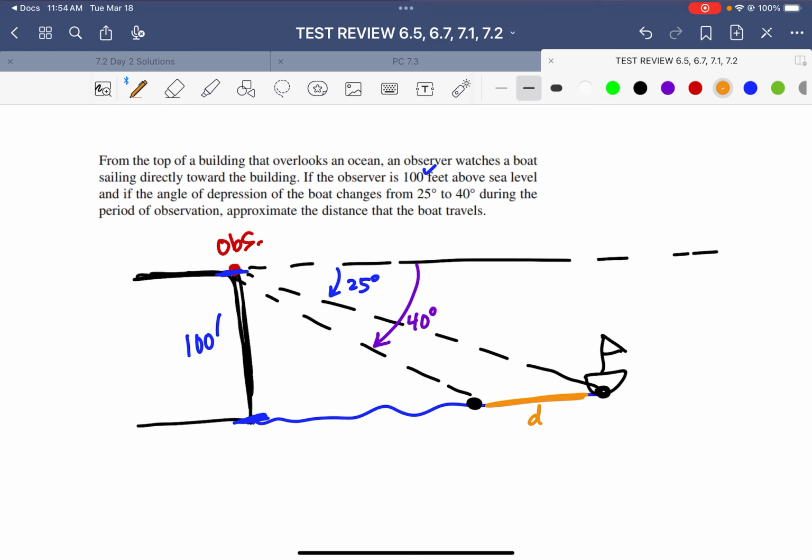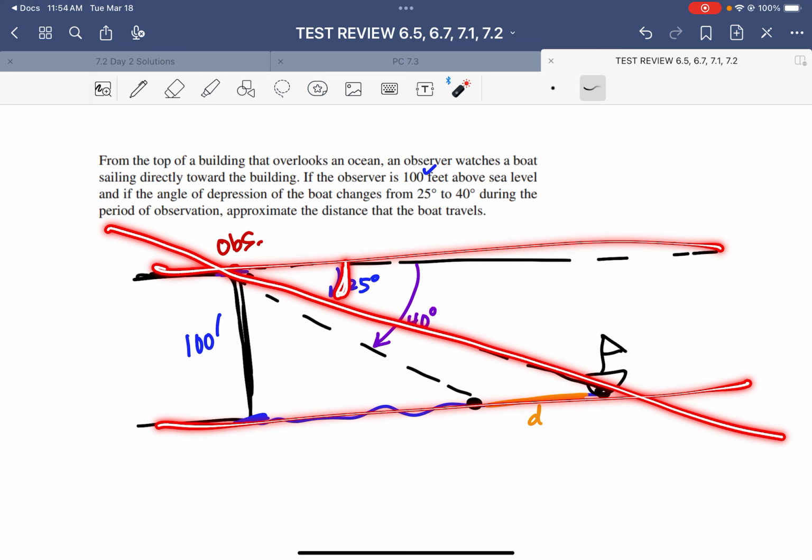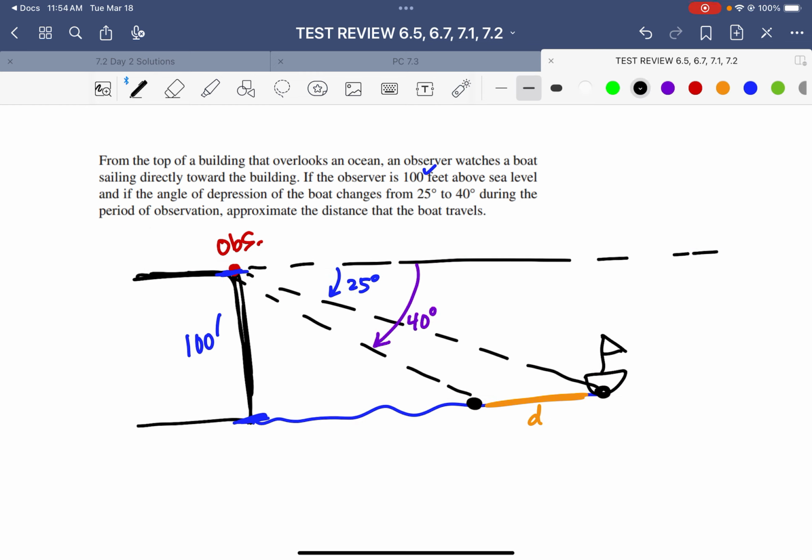So I think it should be pretty clear that since these two are parallel and this is a transversal that cuts it, then this and this are alternate interior angles, so they will be equal. So that means this angle down here is going to be, I'll make it in blue, 25 degrees.